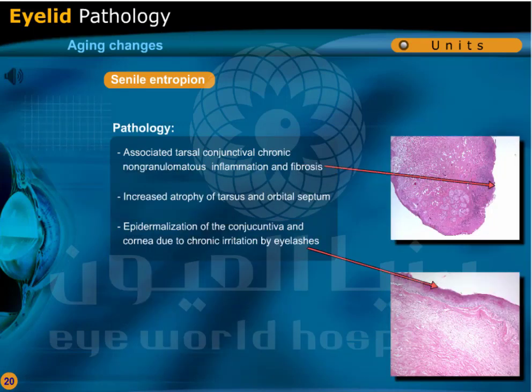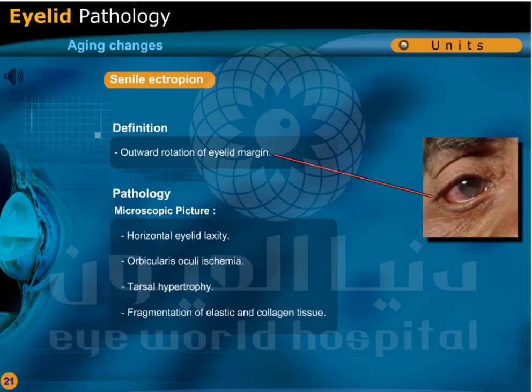Associated tarsal conjunctival chronic non-granulomatous inflammation and fibrosis, increased atrophy of tarsus and orbital septum, epidermalization of the conjunctiva and cornea due to chronic irritation by eyelashes. Senile ectropion is outward rotation of eyelid margin. Microscopically, there is horizontal eyelid laxity, orbicularis oculi ischemia, tarsal hypertrophy, and fragmentation of elastic and collagen tissue.